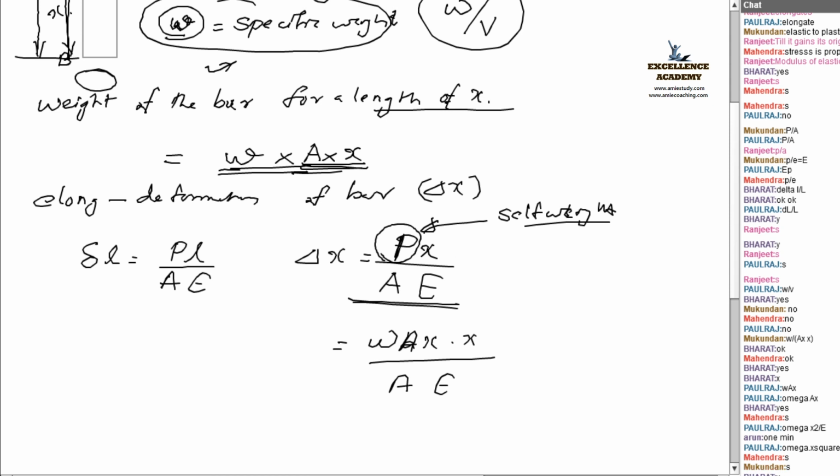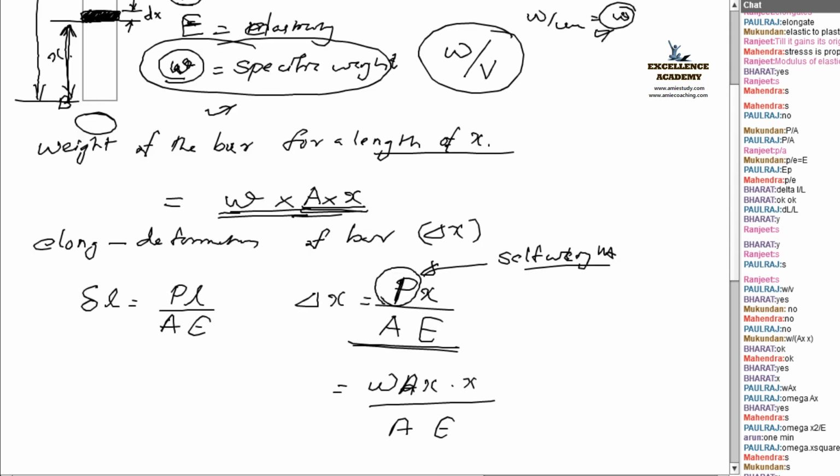Once again, I am going to repeat. One minute, all of you, please listen. Up to this part, it is clear to you. And then delta x is equal to P into x by AE. We have written like that. What is L there? Length of that part. Here, what is delta x? That means the change in length of that particular section.